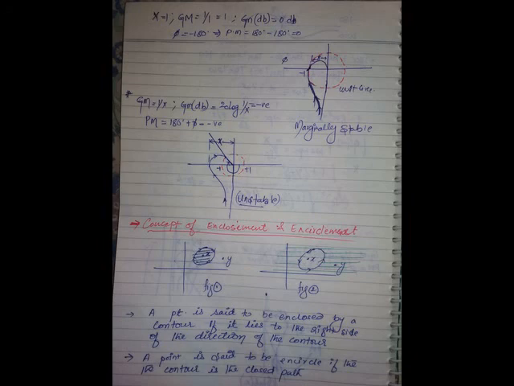A point is said to be enclosed by a contour if it lies to the right side of the direction of the contour.